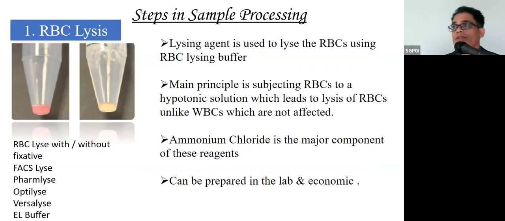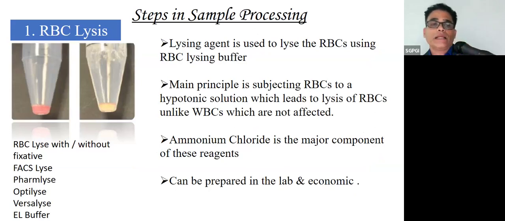I'm not going into detail because I have the protocol in my last slide. I'm just discussing what exactly sample processing means. Sample processing means lysing the sample. Then once you prepare a cell pellet, you get the required number of cells. Then you add the antibody. Once that is done, you wash it and finally it's ready for acquisition. That is about the surface staining.